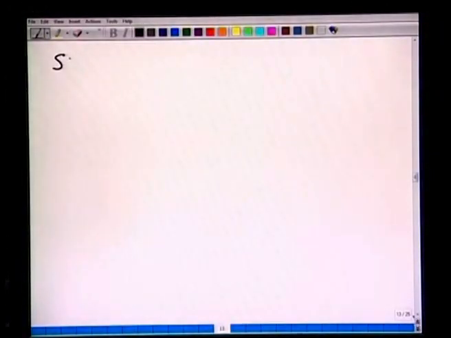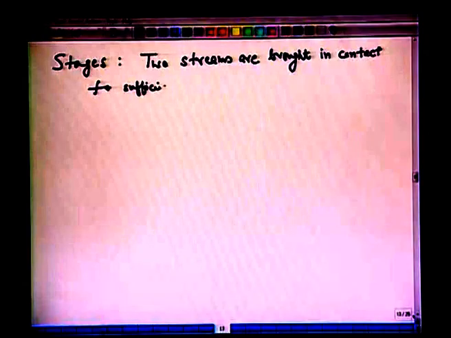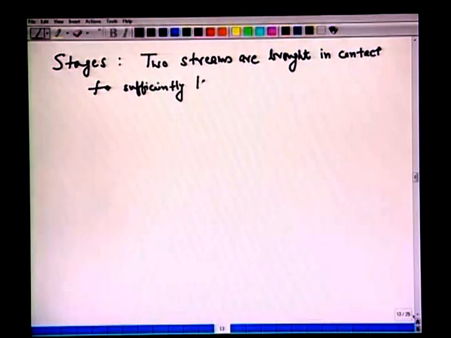So, we have stages, where two streams are brought in contact for a sufficiently long time. Okay, we will see the meaning of this in a minute. What does it mean, a sufficiently long time for mass transfer?